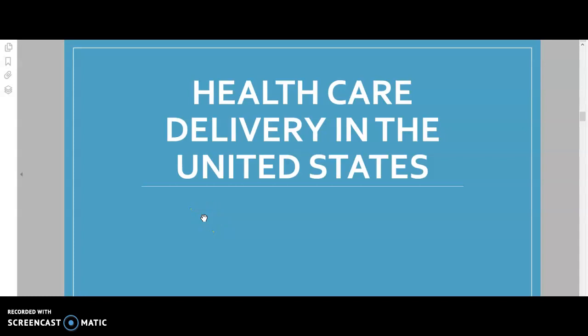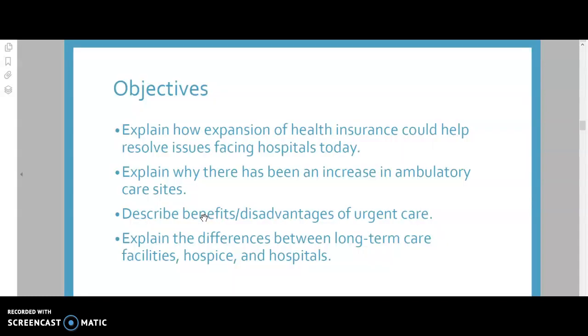Today we're discussing healthcare delivery in the U.S. Just like all of our classes this semester, here are our objectives for today. We're going to talk about health insurance and how that connects to issues facing hospitals today. We're going to talk about why there has been an increase in ambulatory care sites. We're going to discuss benefits and disadvantages of urgent care and also explore the differences between long-term care, hospice, and hospitals.